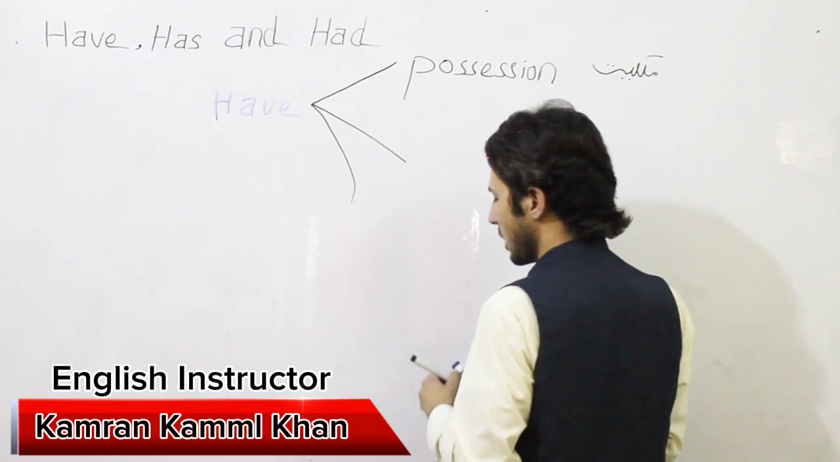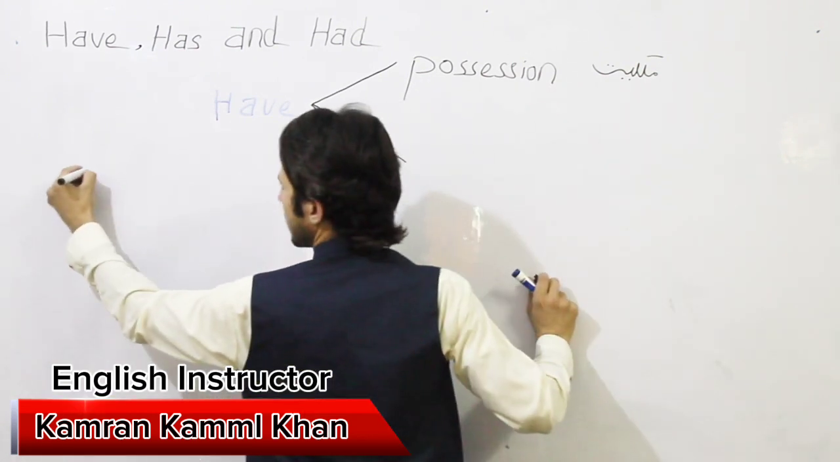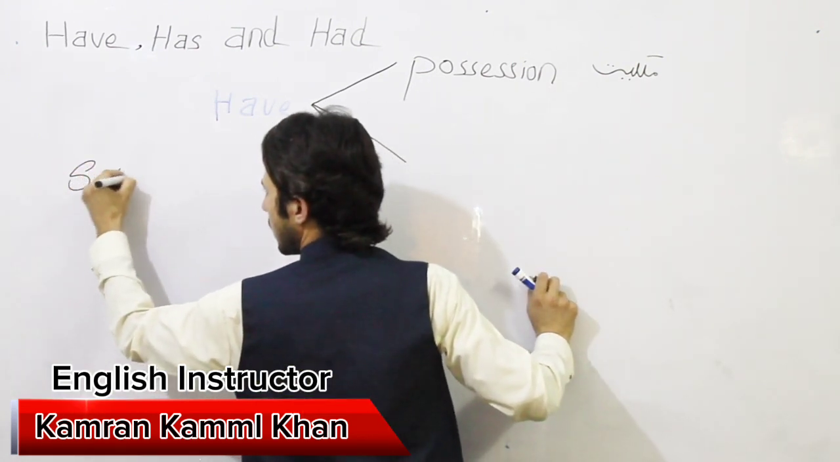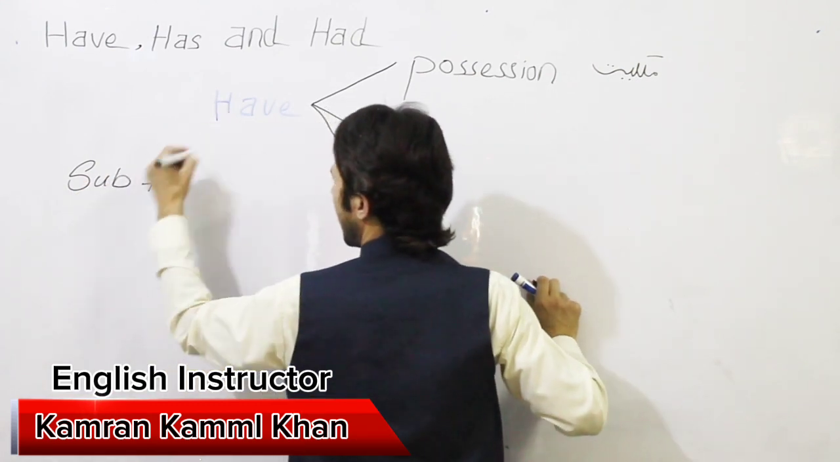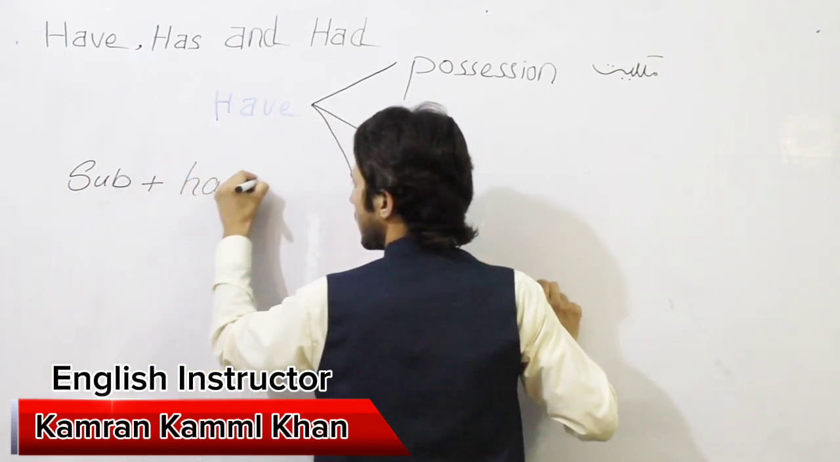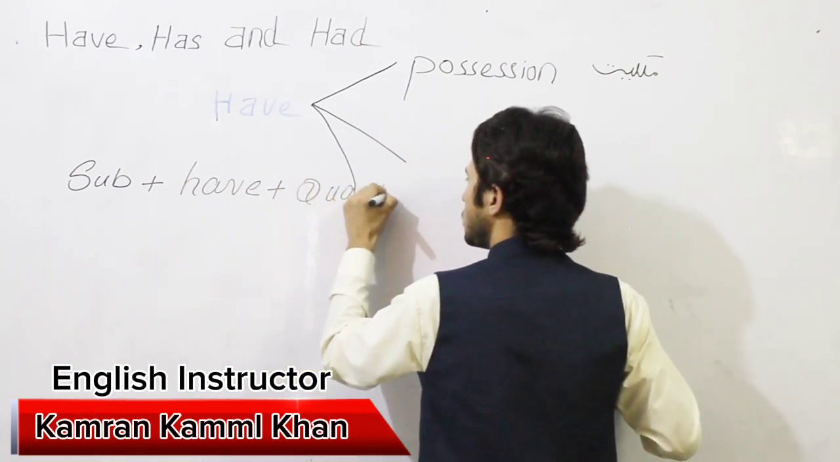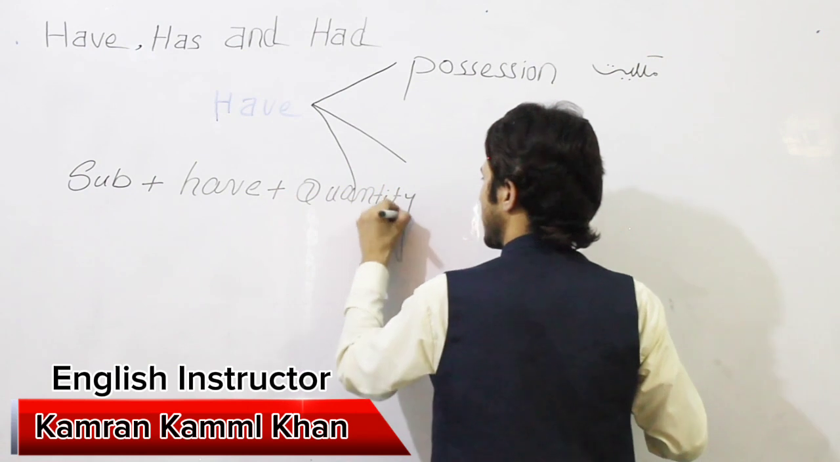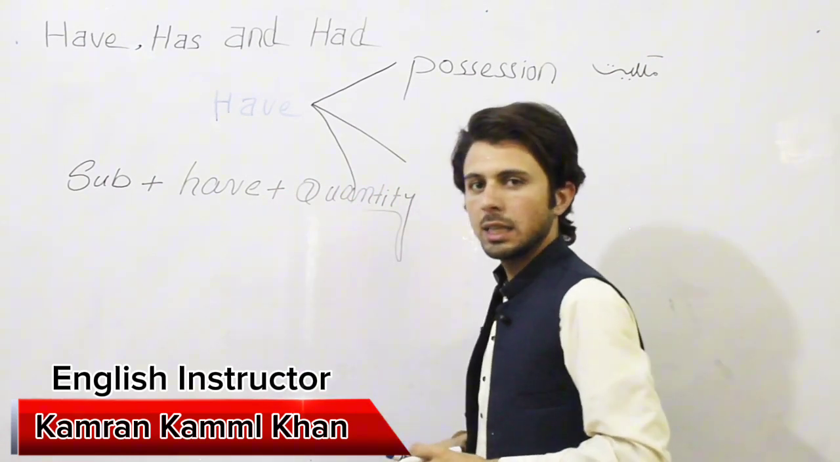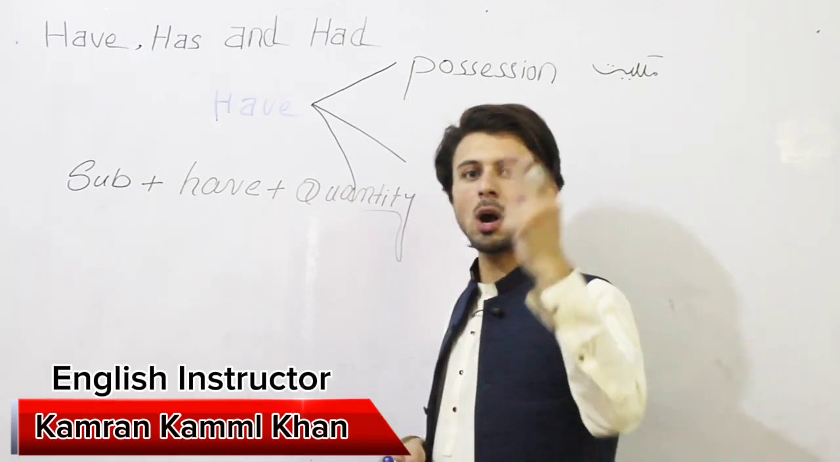Dear students, this is the structural formula. First, use the subject. After the subject, use have. After have, use the quantity. The quantity means how many things you have, answering how many or how much. For example, I have two cars.